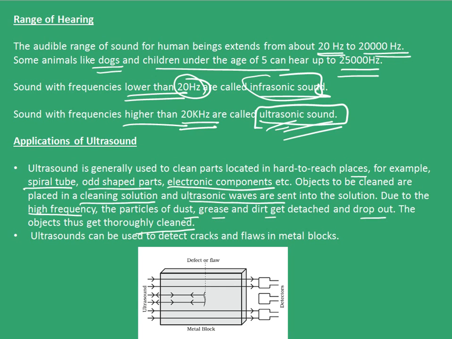Ultrasounds can also be used to detect cracks and flaws that are present in metal blocks. Here is an experimental setup that determines the defect or flaw present in the metal block. From one side of the metal block, ultrasound is made to pass through it, and on the other side, detectors are kept to detect this ultrasound. Now, as this ultrasound encounters a defect or a flaw, it gets reflected back, and the detector on the other side of the metal block cannot detect it, and hence we can exactly locate the position of this defect and flaw and make the changes accordingly.